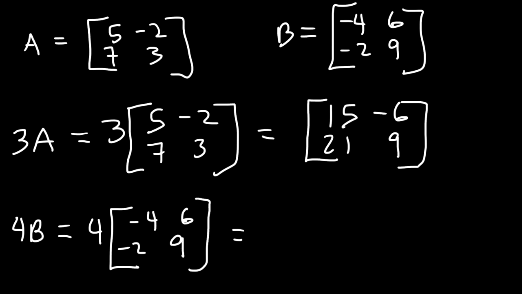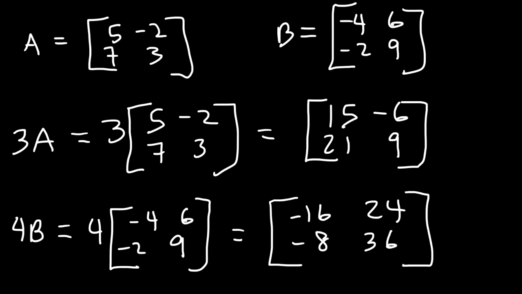So 4 times -4, that's -16. 4 times 6 is 24. 4 times -2 is -8. 4 times 9 is 36. And that's scalar multiplication. Now, you also need to be familiar with operations associated with matrices that involve scalar multiplication. And we're going to go over some examples relating to that.